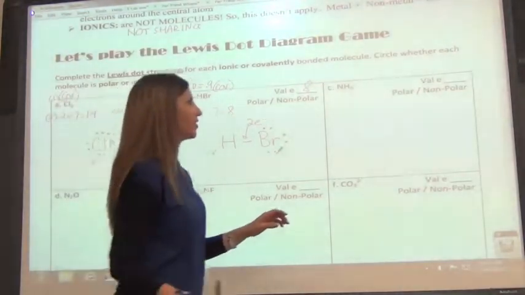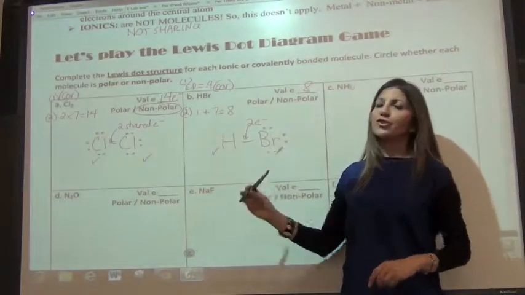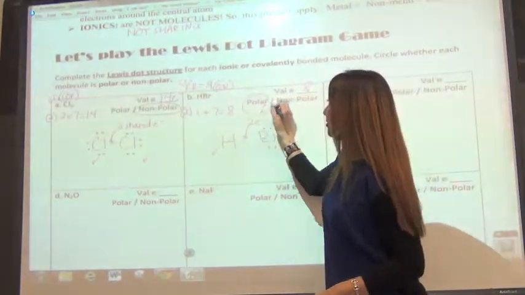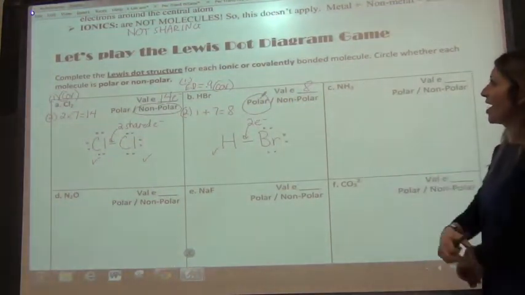Let's try the next one. Polar or nonpolar? This is not equal, so they're not pulling the same. If it's unequal sharing, then we call it polar. Okay? You'll see when it happens where we need to use the pizza rule. So now let's try NH3.